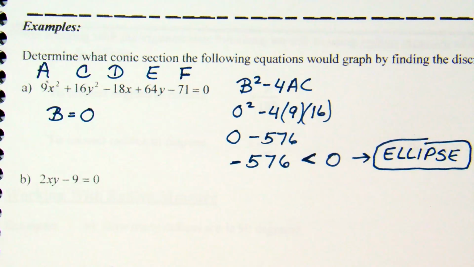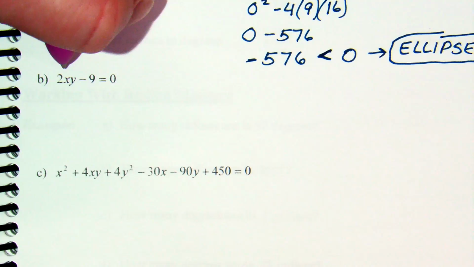So, B squared minus 4ac. What are we doing? B is 2, so 2 squared minus 4 times 0 times 0. So I'm going to get 2 squared is 4. What do we know about 4? Greater than 0. Since it's greater than 0, this is a hyperbola.